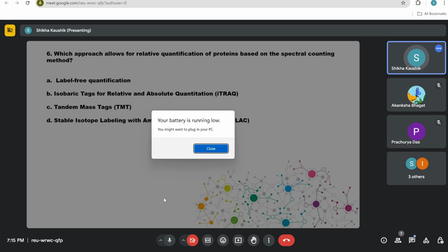So here the answer is going to be label free, because this is basically an additional question that I have added here, because we have studied which approach you can use in a better manner to do a relative quantification. So here the answer is going to be B. Oh, sorry, A. That is label free quantification.